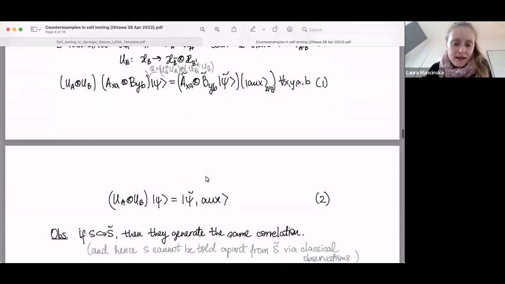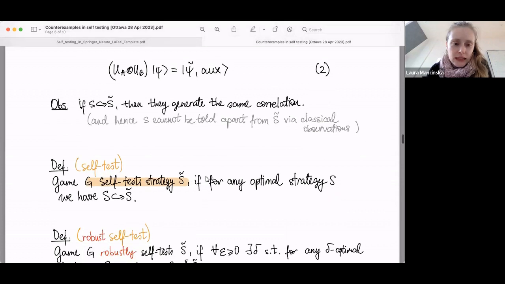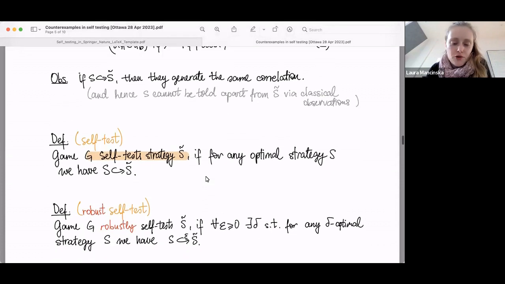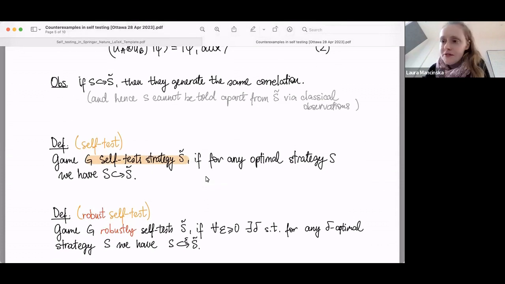Okay, any questions about this more formal definition of self-testing? Okay.